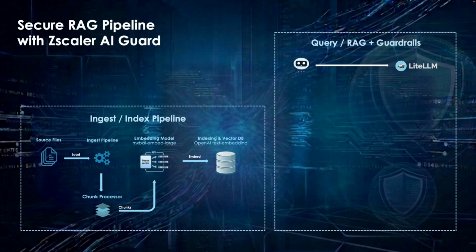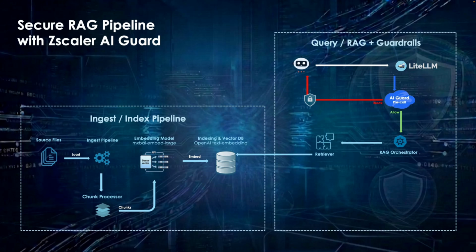The user prompt goes to LiteLLM, which acts as a proxy before orchestration. It hits our first line of defense, which is Zscaler Precall AI Guardrails. Violations are blocked immediately, and a response is sent to the user explaining why the request was rejected. A clean prompt proceeds to the RAG Orchestrator. The orchestrator queries the retriever, which dives into the vector database. Relevant context is derived.